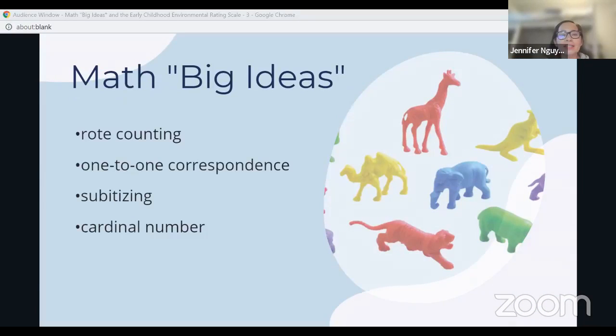Okay, math big ideas that we're going to talk about today. When I say big ideas, just think these are the concepts we should be teaching in our learning environments to preschool age children. We're going to talk about rote counting, what it is, one-to-one correspondence, subitizing, and cardinal numbers.